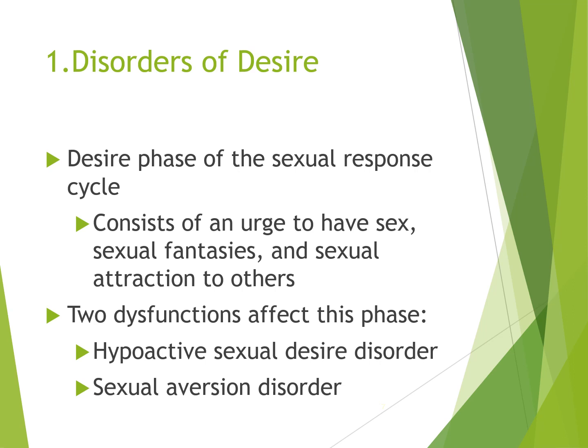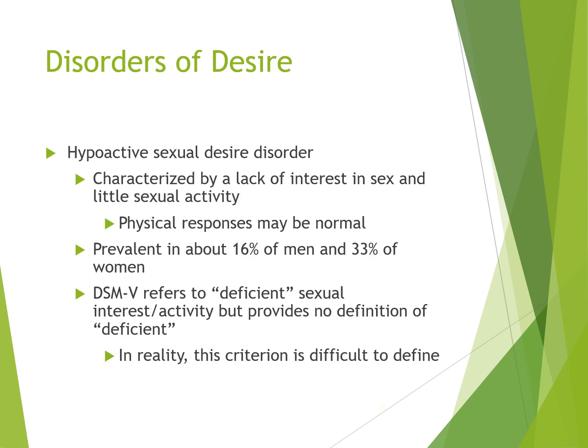And some people don't experience this desire. Two dysfunctions affect this phase. One is what we call hypoactive sexual desire disorder, and the other one is sexual aversion disorder. Remember, you need to have a desire to have sex. What could inhibit this? There could be some dysfunctions that could inhibit a person from achieving a desire, and it could either be hypoactive sexual desire or sexual aversion disorder.